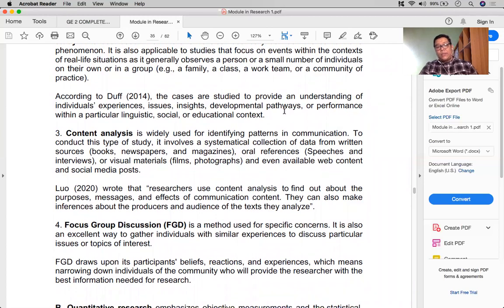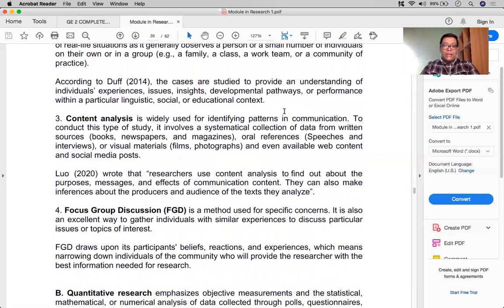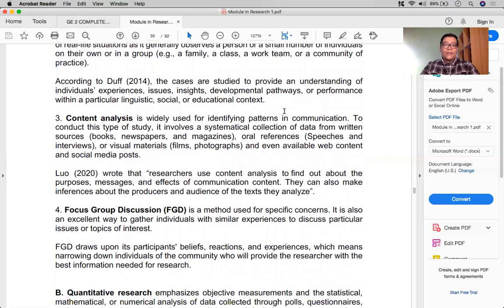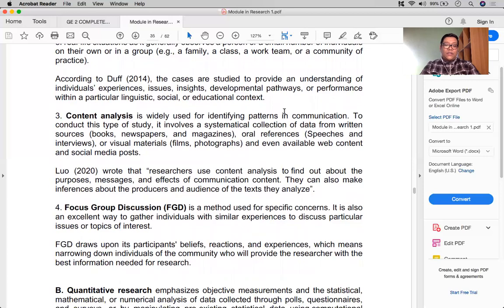Then we also have focus group discussion, or we commonly call it FGD. This one is a method used for specific concerns. It is also an excellent way to gather individuals with similar experiences to discuss particular issues or topics of interest. So when you say FGD, that means, let's say you already have the participants, you gather them all together and conduct an interview with them.